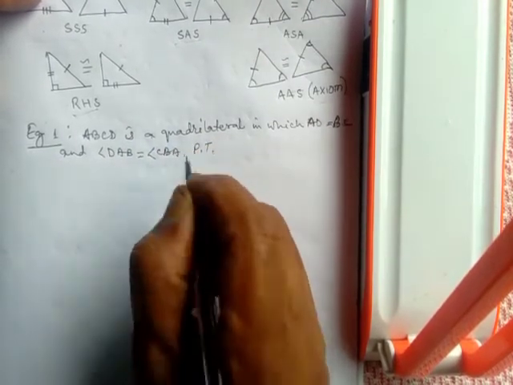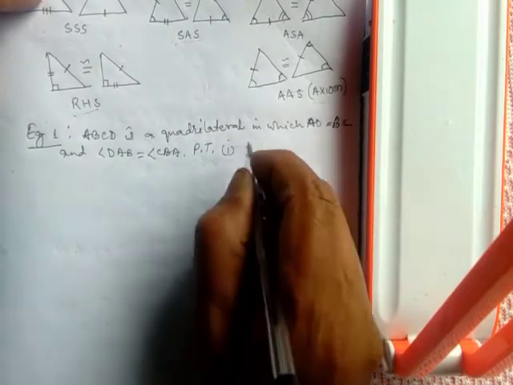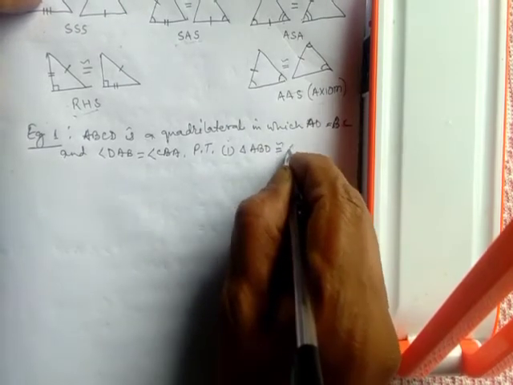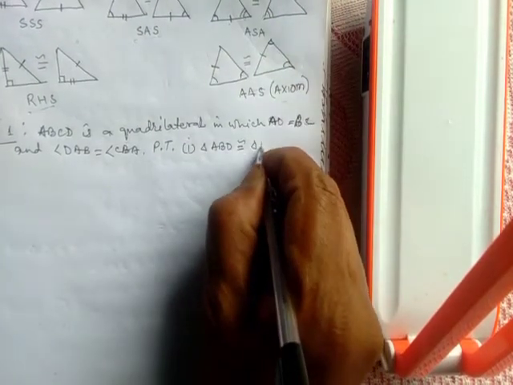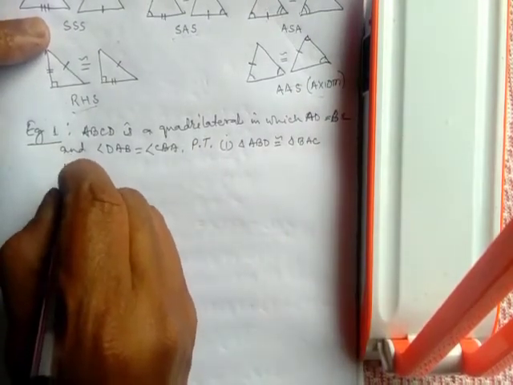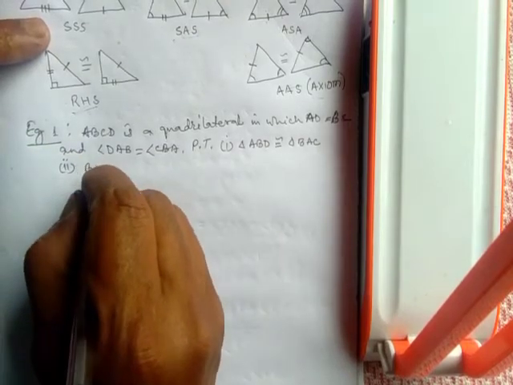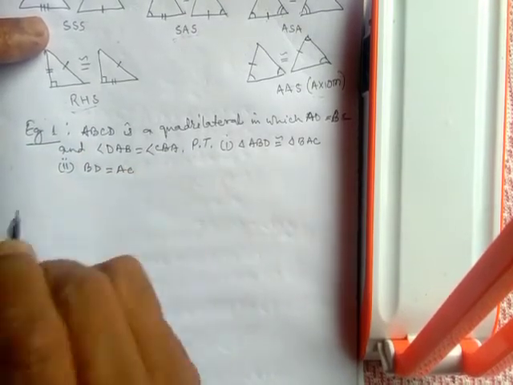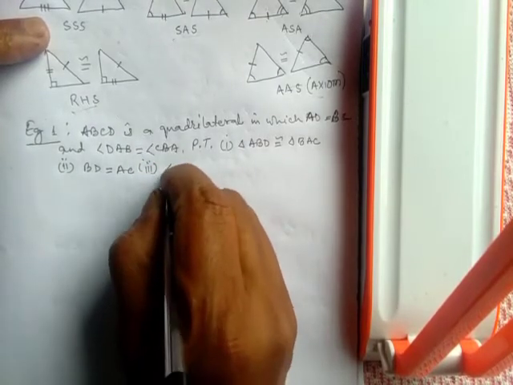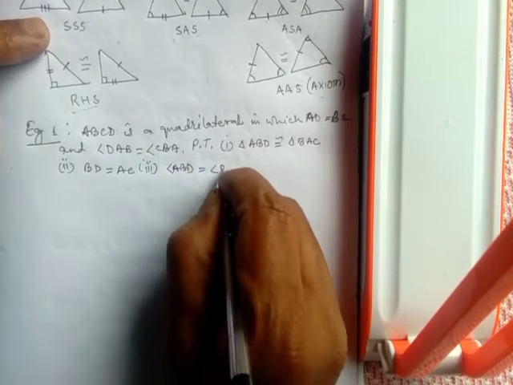Prove that: Roman 1, triangle ABD is congruent to triangle BAC. Roman 2, BD is equal to AC. Roman 3, angle ABD is equal to angle BAC.